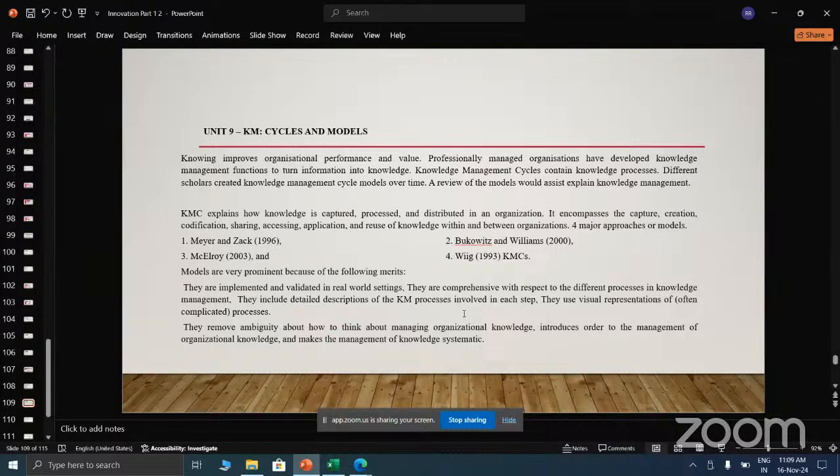They use visual representations, which are often complicated. They also remove any ambiguity and discuss how to think about and manage organizational knowledge. This introduces an organized order to the management of organizational knowledge and makes the management of knowledge systematic.